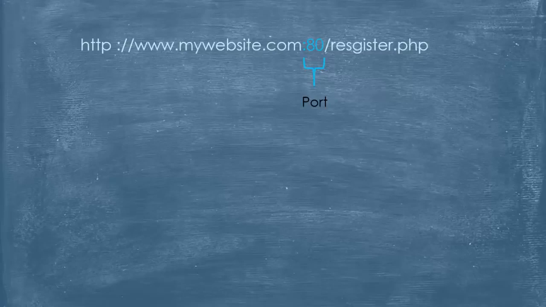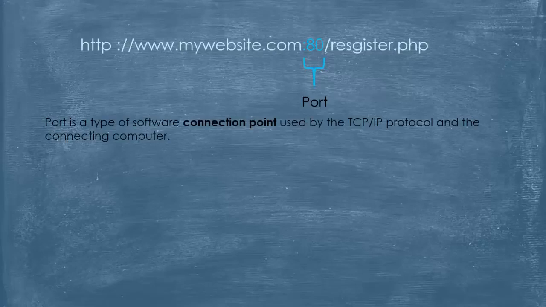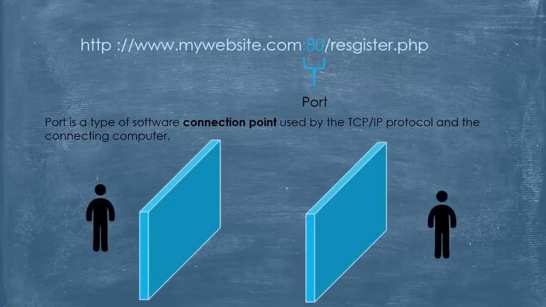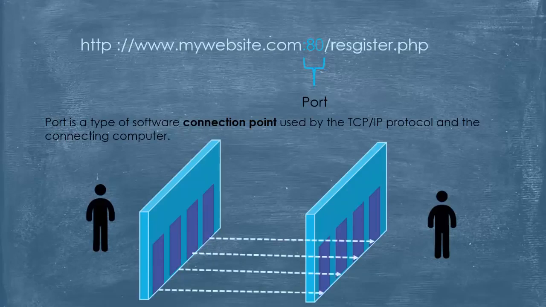An optional attribute is the port, and if any, it should be after the domain preceded by a colon. You may wonder what a port is. Simply put, a port is a type of software connection point used by the TCP/IP protocol and the connecting computer. Think of it as two persons who want to meet and two parallel walls are between them. Each wall has the same number of doors as the other one, and each door is facing its opposite vis-a-vis and leads just to it. In order to meet, the two persons should open the same door in each wall. This is the same principle as the port in a URL.